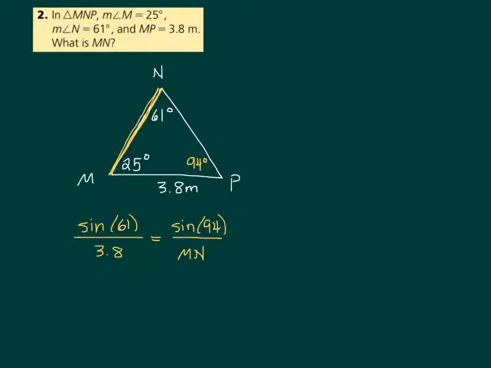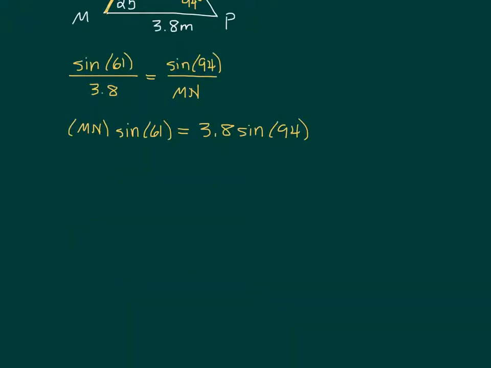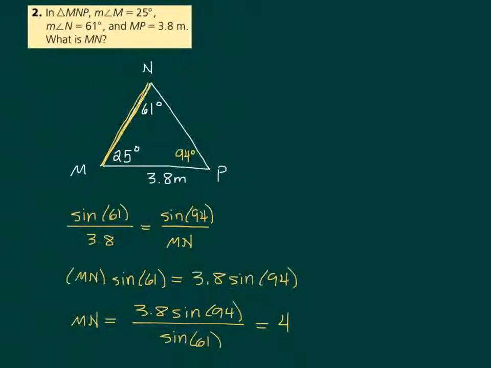How do we solve this? Cross multiply. We get MN sine 61 is 3.8 sine 94. Divide each side by sine 61. We get MN is 3.8 sine 94 over sine 61, which is what? Should be 4.3 meters.